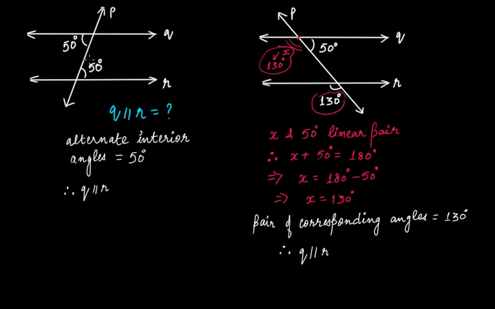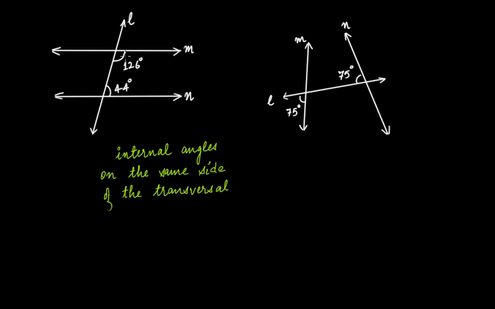Sorry, this should have been internal, not interior. Internal angles are alternate if they are on opposite sides, one towards the left and one towards the right. But in this case, both angles are on the same side. Therefore, for these lines M and N to be parallel, the sum of this angle and this angle, that is the sum of internal angles on the same side of the transversal, should be equal to 180 degrees.